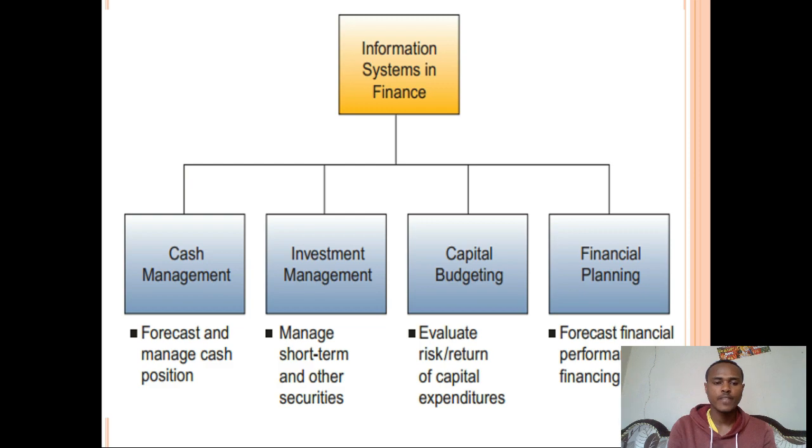Information systems in finance are generally divided into four: cash management, investment management, capital budgeting, and financial planning.